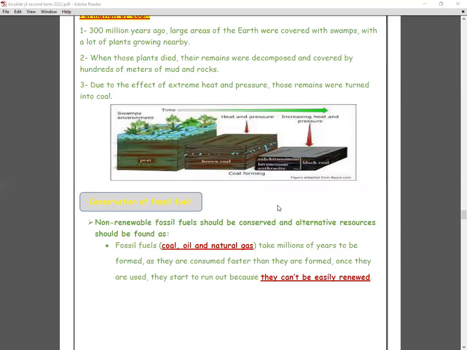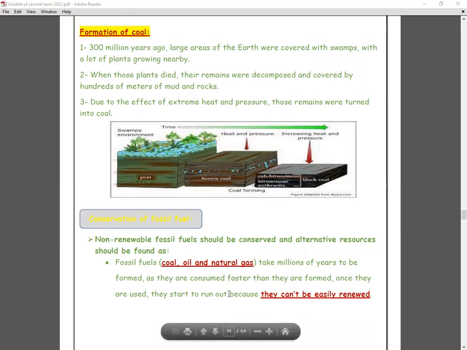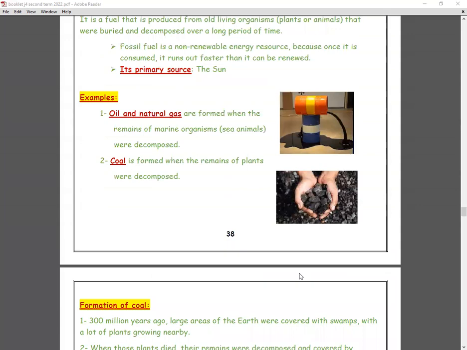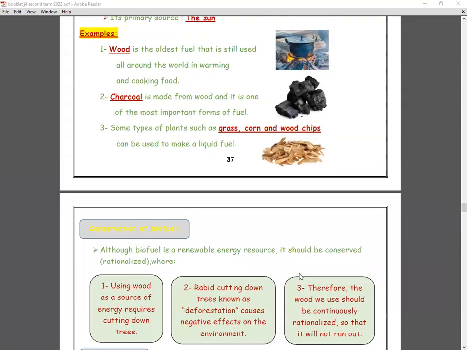coal. So for sure here we need to conserve our use of fossil fuel. Fossil fuels like coal, oil, and natural gas take millions of years to be formed, and they are consumed faster than they are formed, which means that if we use a piece of coal, we can use it in one day, for example, okay? But if we need to replace this piece of coal with a new one, we need millions of years to make that, okay?